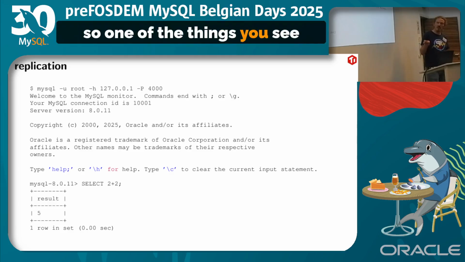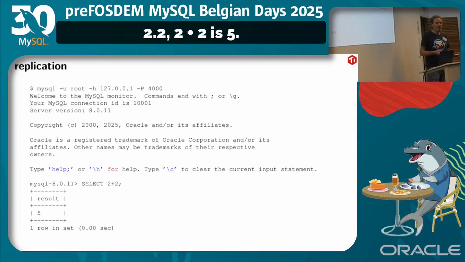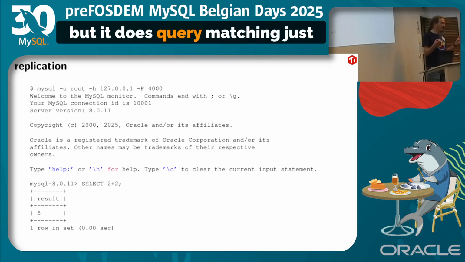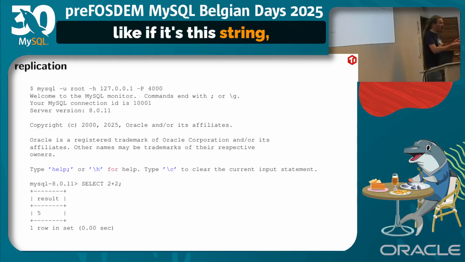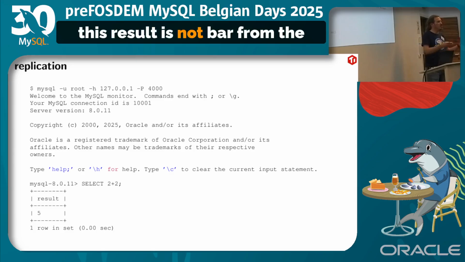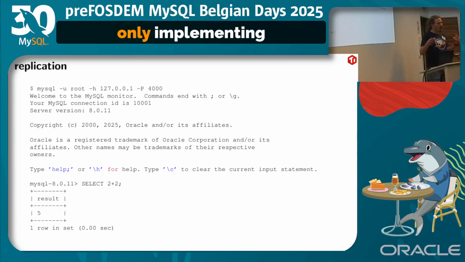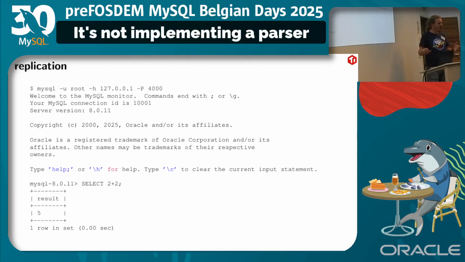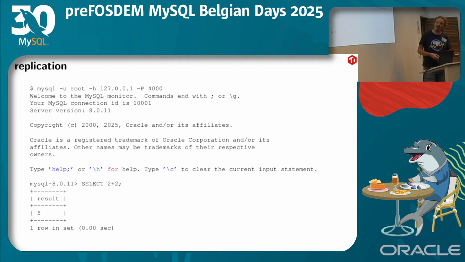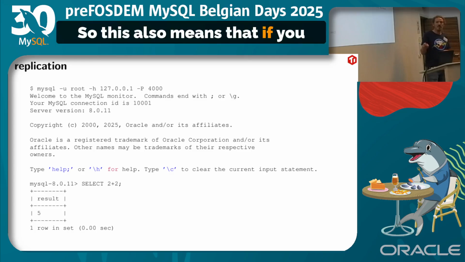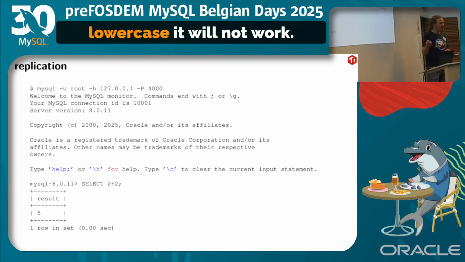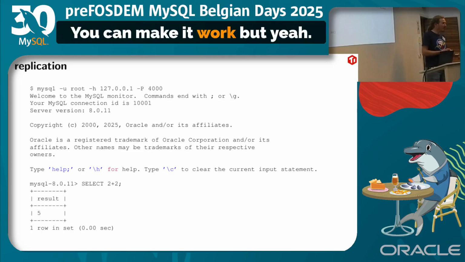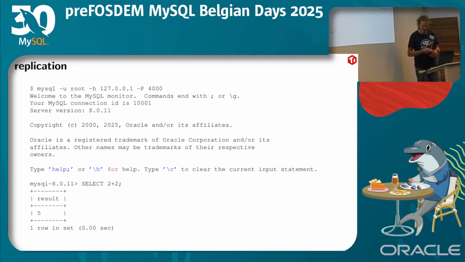One of the things you see here is that SELECT 2 plus 2 returns 5. You can just make it do whatever you want. But it does the query matching just by checking if it's this string, then this result set. It's not parsing the SQL for you. It's only implementing the server part. It's not implementing a parser. So this also means that if you type the SELECT in lowercase, it will not work. It's a different query. You can make it work, but it won't work by default.